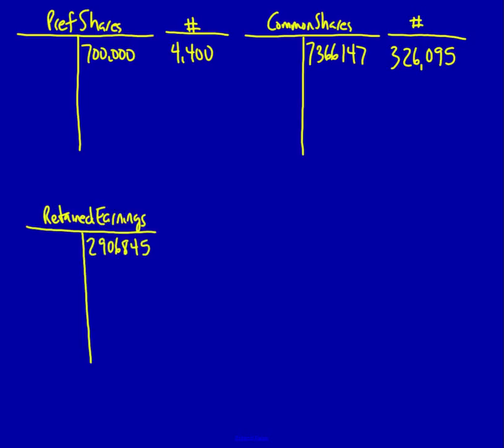Let's get started. The first thing that's going to happen is we're going to create all the shareholder equity T accounts, and we're going to input the opening balances. Remember, for all the preferred shares and common shares, we're going to include the number of shares. Let's start all the entries.